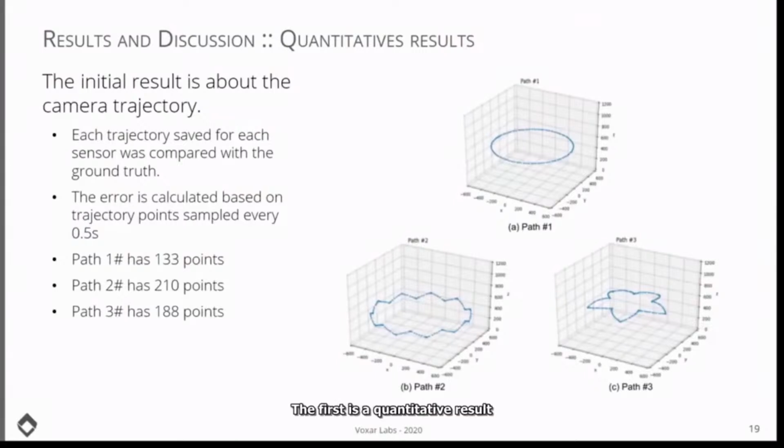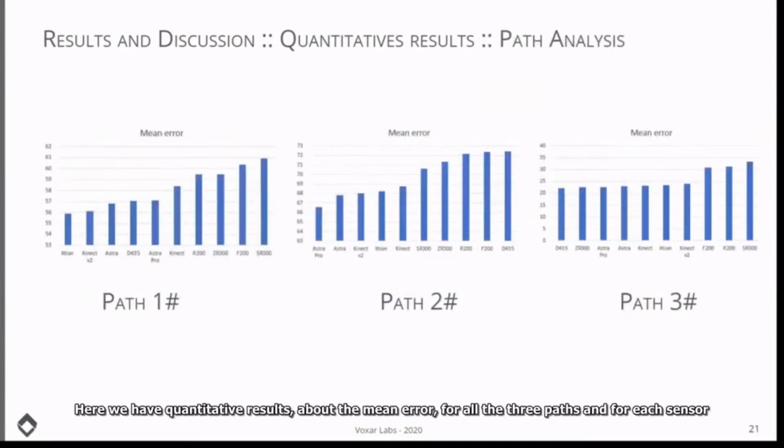The first is the quantitative result. The initial result is about the camera trajectory. Each trajectory saved for each sensor was compared with the ground truth. The error is calculated based on trajectory points sampled every half second. Here we have the total of points saved for each path. Here we have quantitative results about the mean error for all the 3 paths and for each sensor.